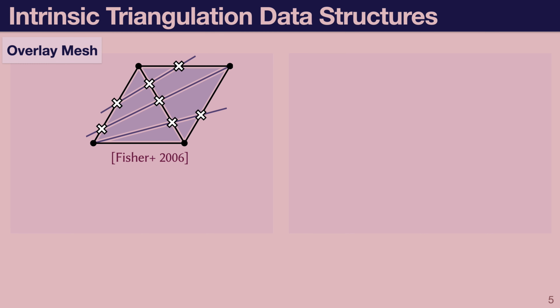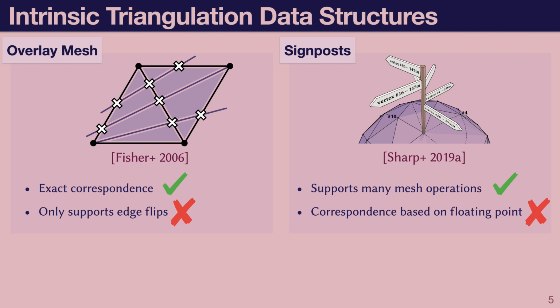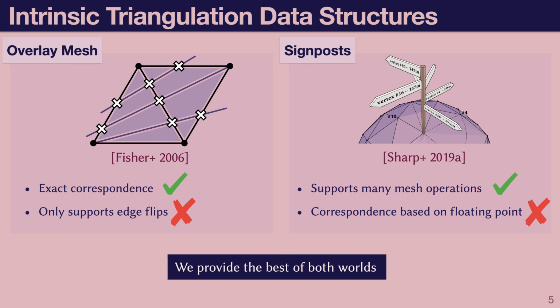There are currently two data structures for encoding how these intrinsic triangulations sit over the input mesh. The first option is the overlay mesh, which robustly encodes the correspondence between triangulations, but only supports edge flips. On the other hand, there's the signpost data structure, which supports many mesh operations, but lacks robustness since it encodes correspondence via floating point. We provide the best of both worlds, performing a wide variety of mesh operations robustly.